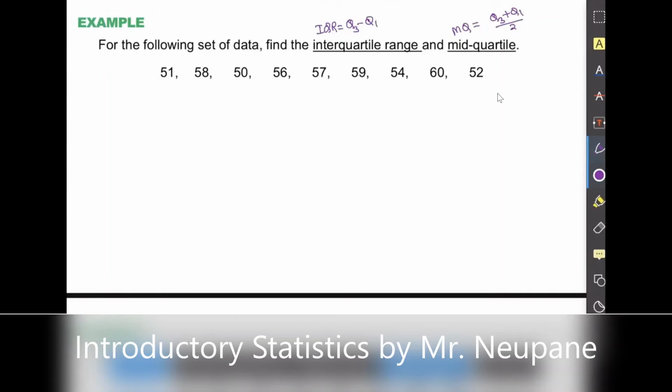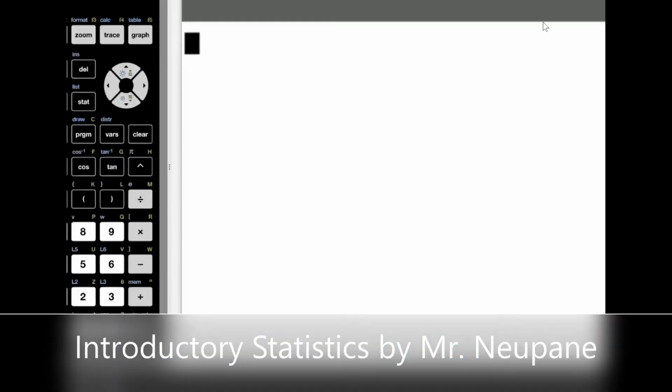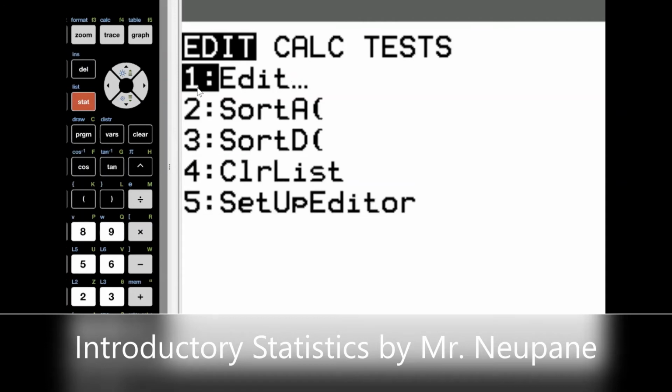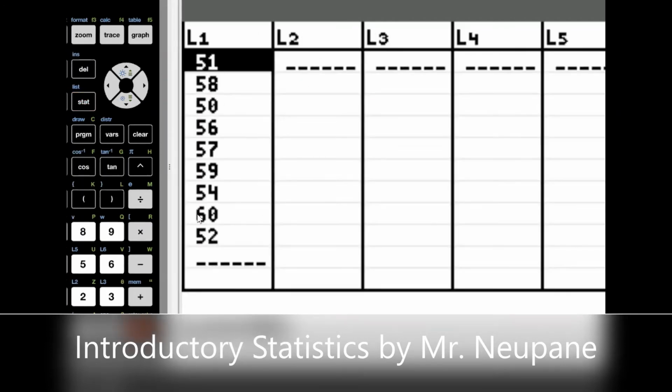You can manually find Q1, Q2, Q3 and calculate these, or you can use a calculator. What I'm going to do is show you how we can calculate the quartiles using a calculator in this one. So I'm going to stop sharing this screen and share my calculator. Can you see my calculator? Yes. Okay, so in order to find the quartiles for those numbers, we go to stat and then number 1, edit, where we can enter the data. In list 1, we enter the data. I have already entered the data: 51, 58, 50, 56, 57, 59, 54, 60, and 52.